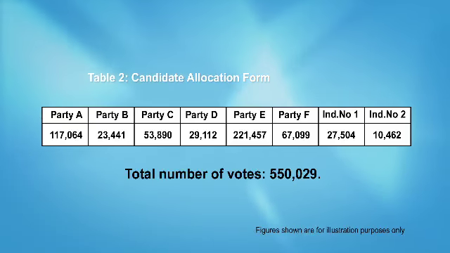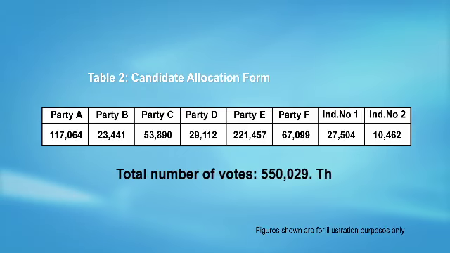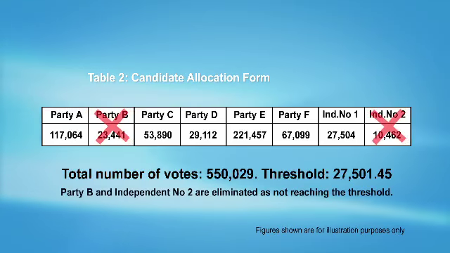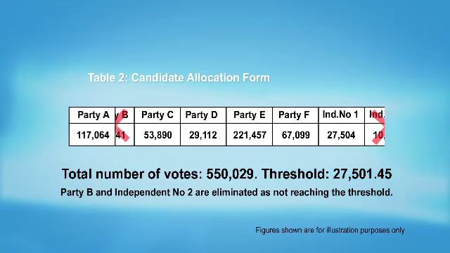The bottom part of Table 2 shows the total valid vote, 550,029. 5% of that figure is 27,501.45. Party B with 23,441 votes and independent candidate number 2 with 10,462 votes fall under the threshold of 5% and are therefore eliminated. They, together with their votes, will not be allocated any seats.